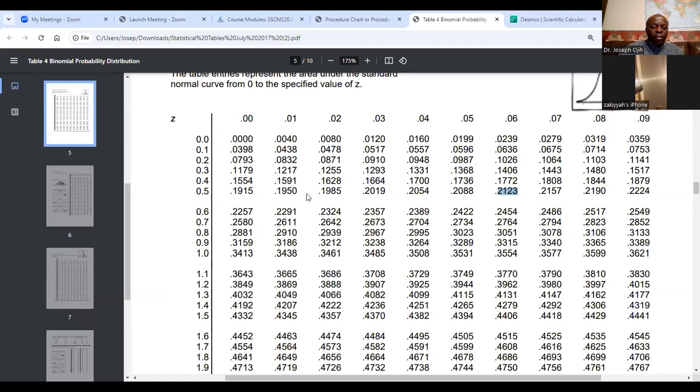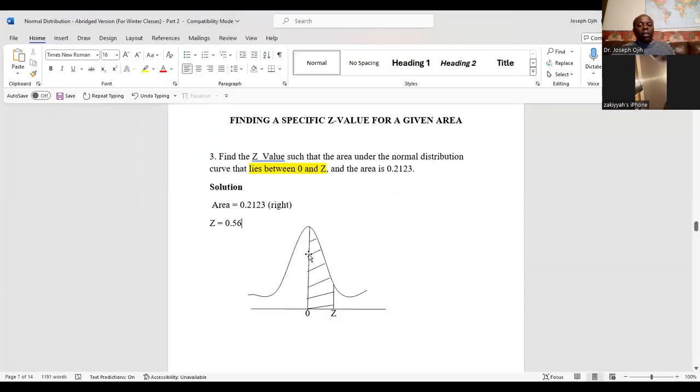If you follow it to the left, you see 0.5 right here. And if you follow it up, see 0.06, so I mean 0.56. Yeah, that's how we got it. Now, if this is on the right side, that means it's going to be negative 0.56. If it's on the left side, we assume that it's on the right side.